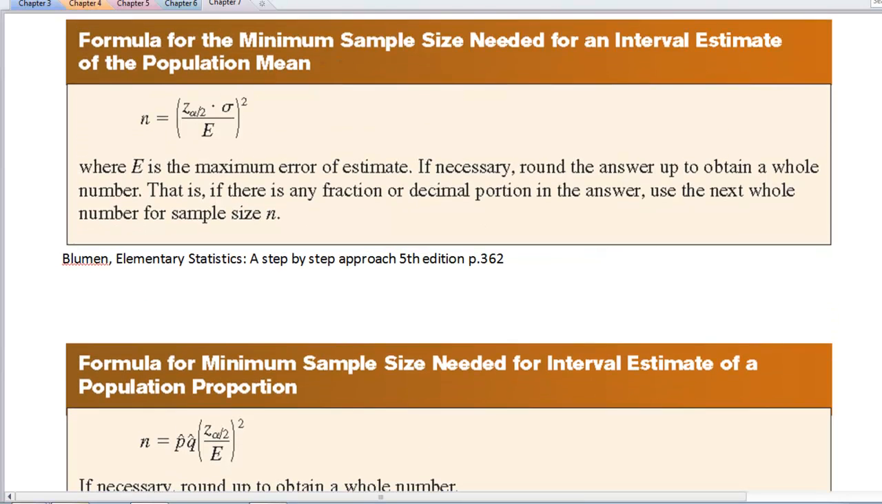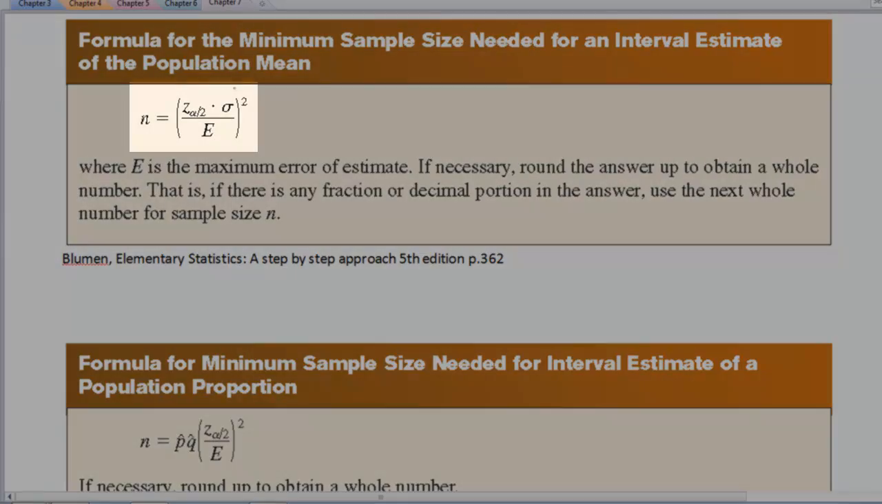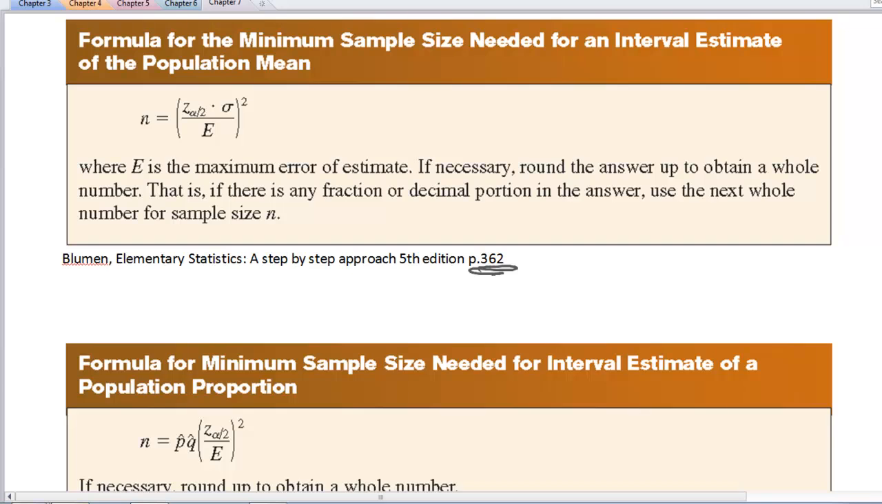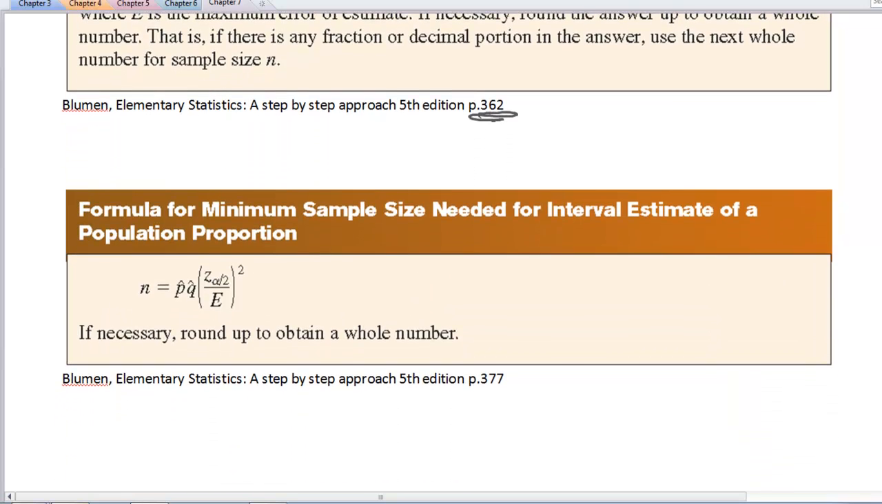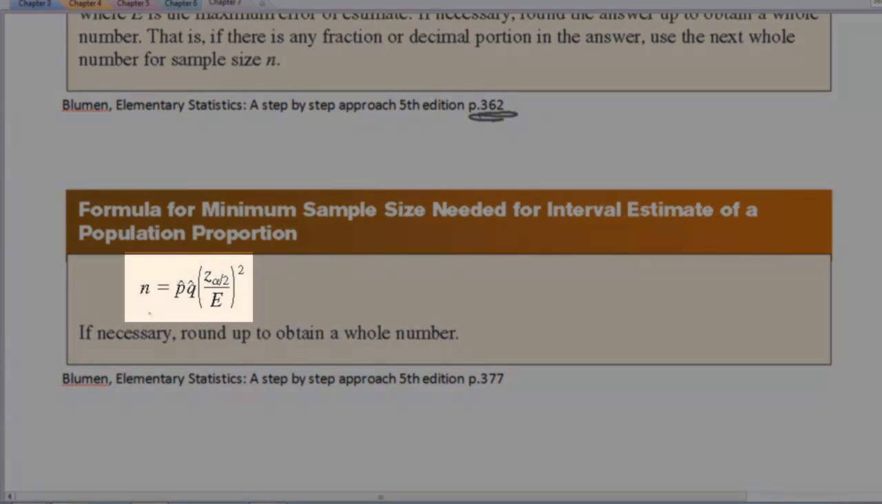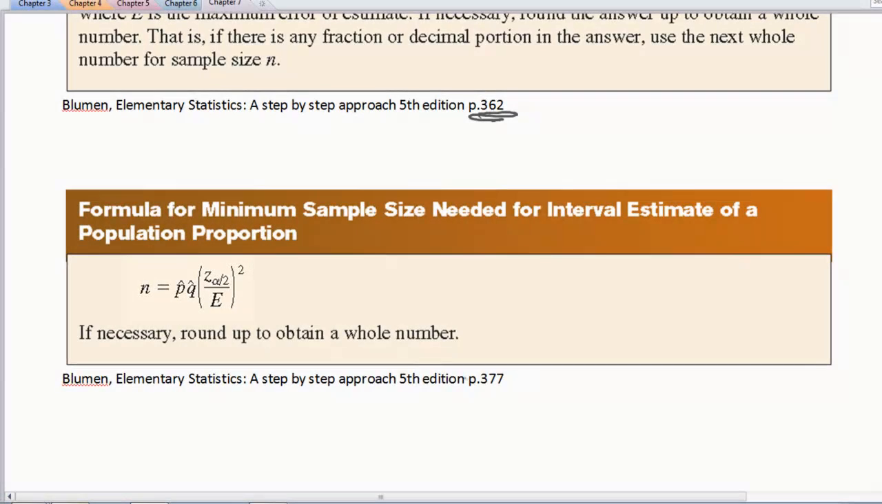The formula for the minimum sample size needed for an interval estimate of the population mean is the one I figured out above. It's right here. It's found on page 362 in your book. You'll use it in your project. You'll use it in ALEKS. And the formula for the minimum sample size needed for an interval estimate of a population proportion is right here. That formula is found on page 377 in your book. And they're both listed in the summary on page 391.